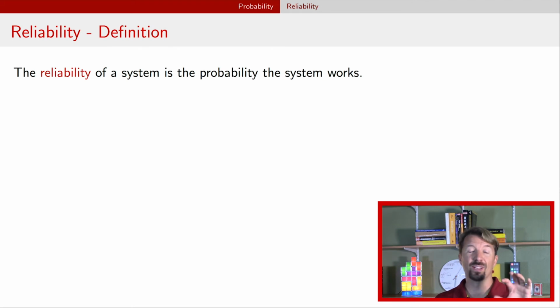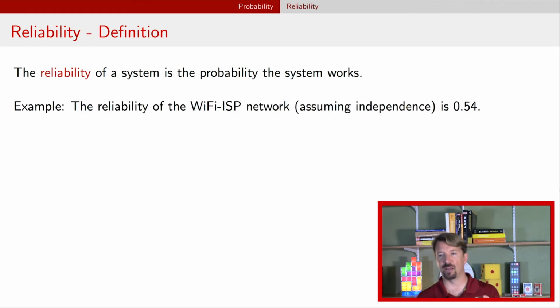All right, the reliability of a system is just the probability that the system is working. So we had that example of the ISP Wi-Fi, right? If we assume independence, then its reliability is 0.54, or not that good at all. Now we're going to talk about, in these two distinct types of systems, parallel systems and serial systems, how we can quickly calculate these probabilities.